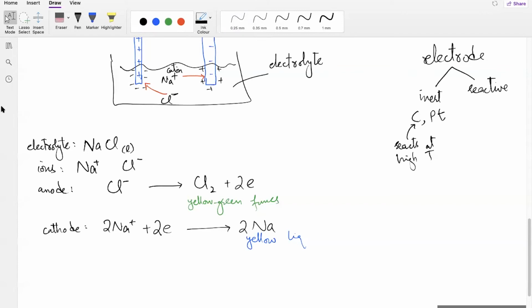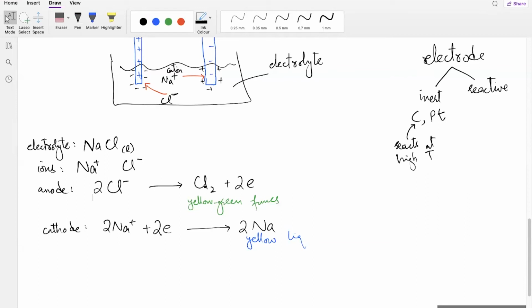Why did we use 2 electrons in the beginning? Yeah, that's a good question. We needed 2 electrons because 1 chloride has 1 extra electron, but we need 2 chlorine to make a molecule. So that is why we need 2 chlorides that will both give 1 electron each. So they lose 2 electrons and you get chlorine molecule. Remember, chlorine is a diatomic gas.